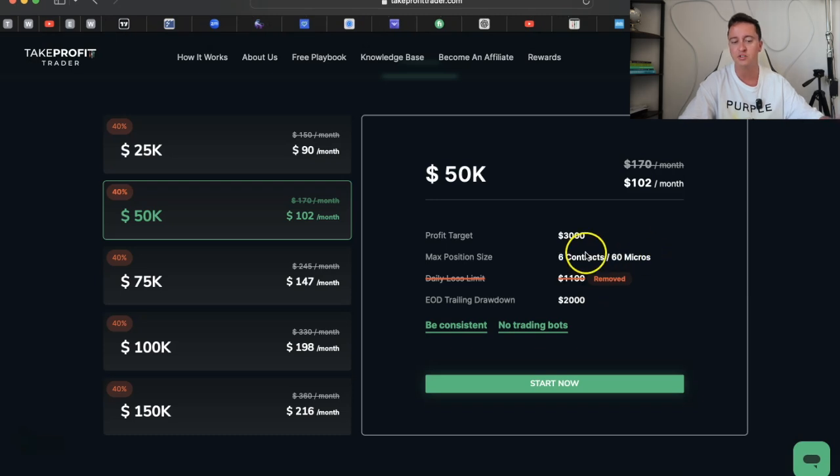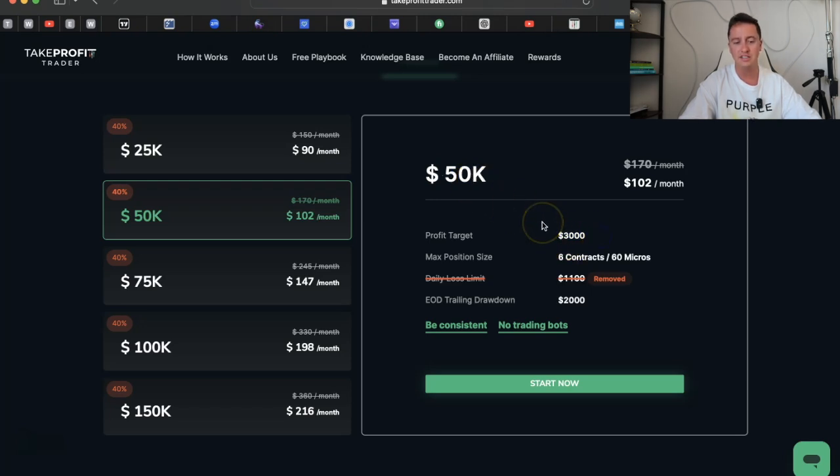But I would essentially recommend that you just do e-mini contracts. And then they have an end of day trailing drawdown. So you can't go below $48,000. That's $2,000. Now let's say you bring the account from 50K to 52,000. Now since it's a trailing drawdown, you cannot go below $50,000. So ideally it's $3,000 to pass the account.